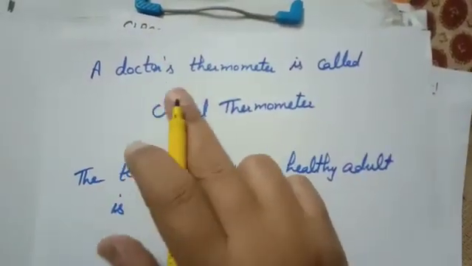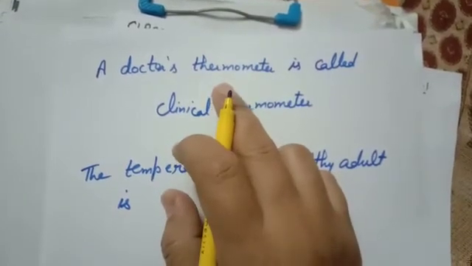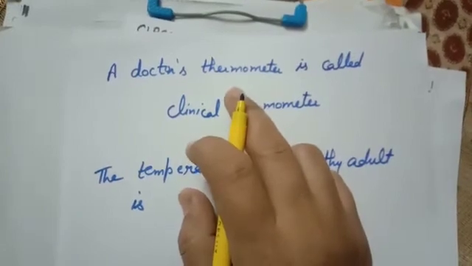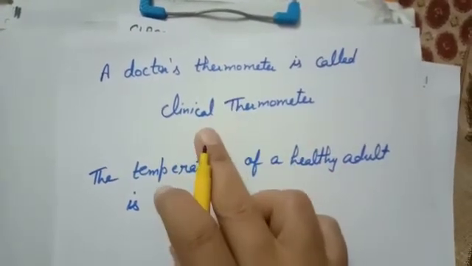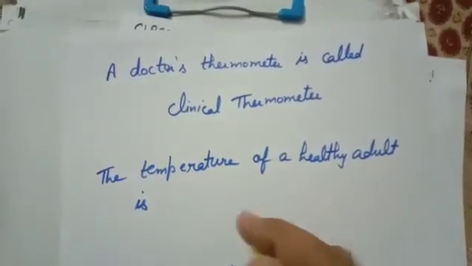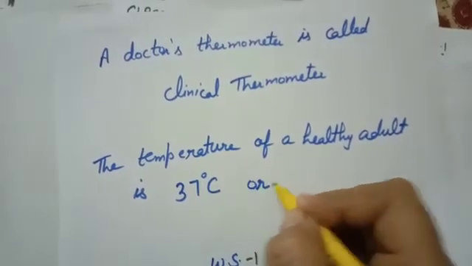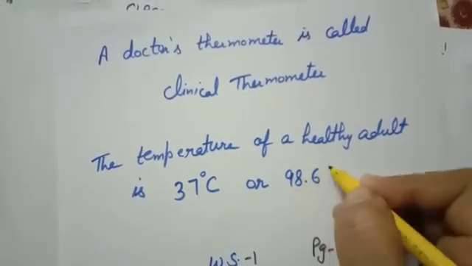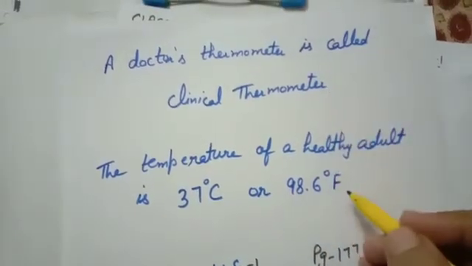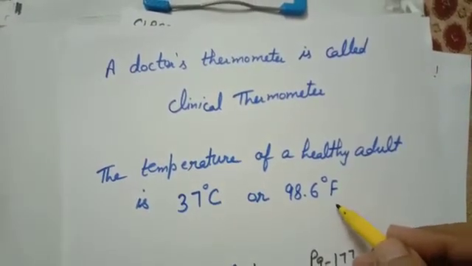As we have studied, the instrument used to measure the temperature is called thermometer, and the thermometer used by doctors to measure the temperature of a human body is called clinical thermometer. The temperature of a healthy adult is 37 degrees Celsius or 98.6 degree Fahrenheit. In clinical thermometer, Fahrenheit scale is being used.